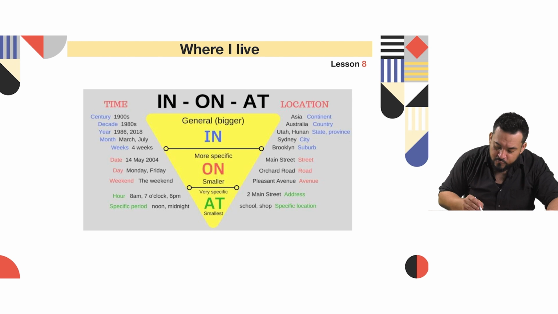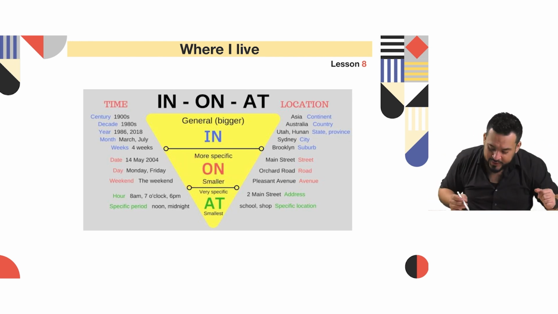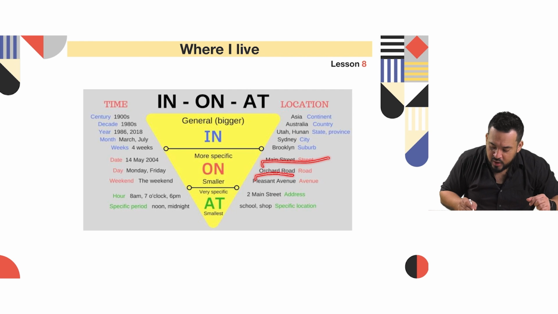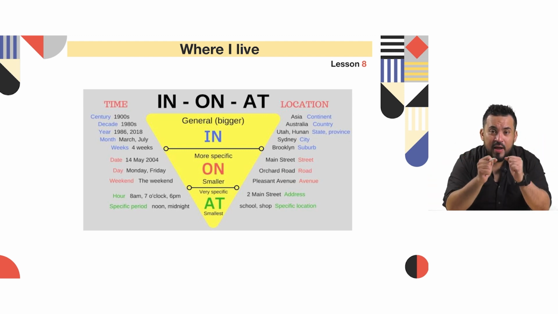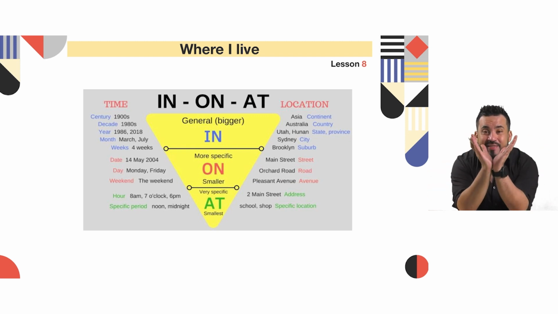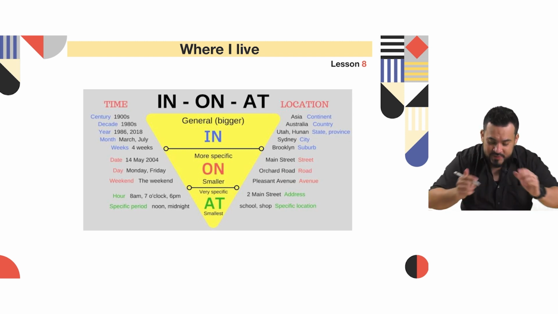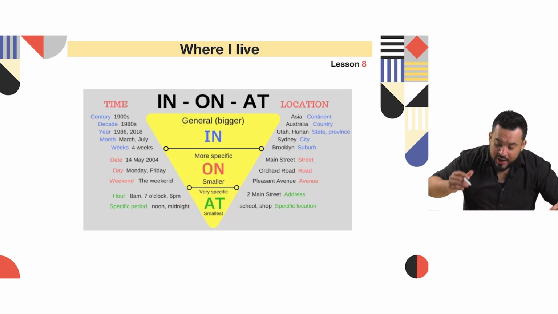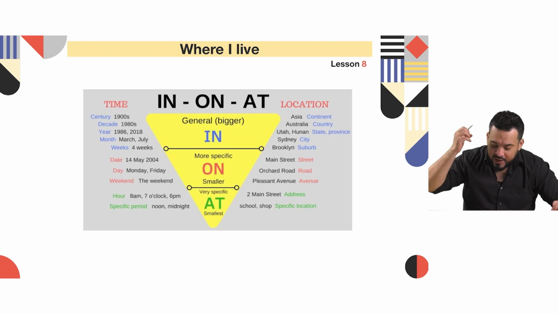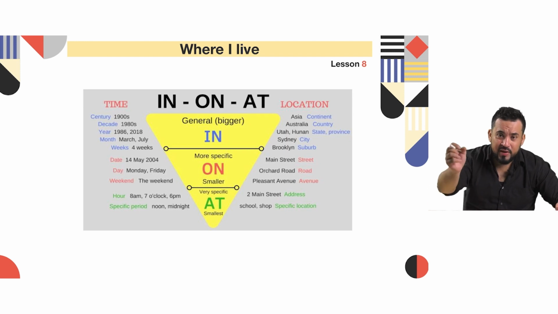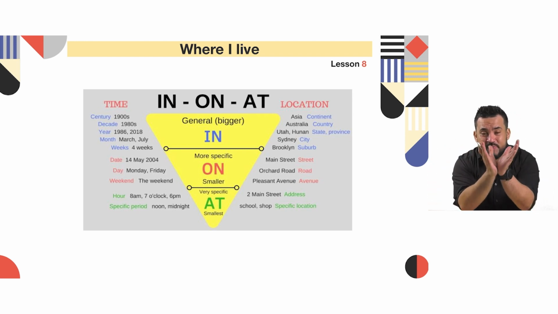And "on" is for more specific places, like street, road, avenue, or floors. So more specific stuff we use "on", and we use "at", which is the tip of the triangle, for the most specific things. For example, address: I live at 32 Edgware Road, or I'll meet you at the entrance of the university. Very specific places.